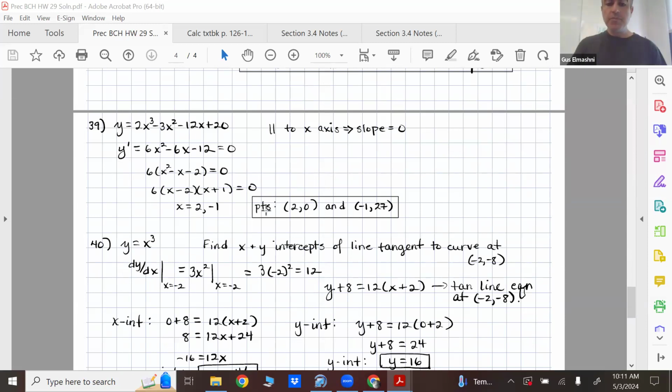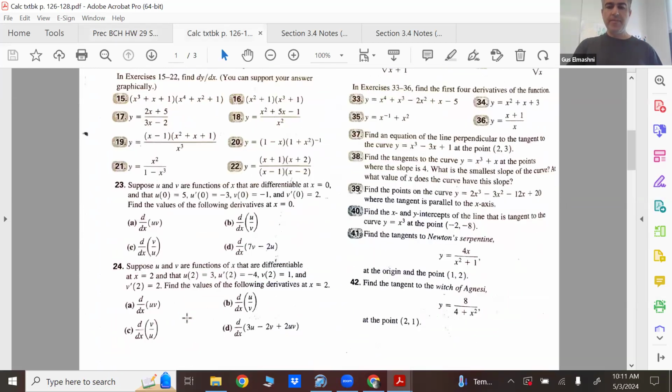Just clarifying, when a question asks for the smallest slope of the line, what exactly is it asking for? What question was that? 30 and 38, I think. Yeah, smallest slope of the curve.